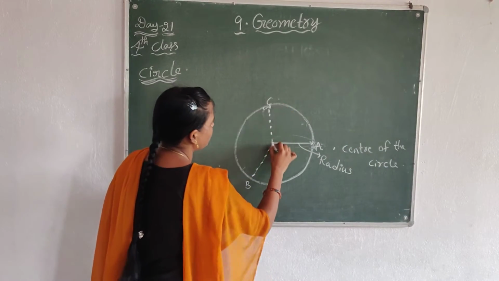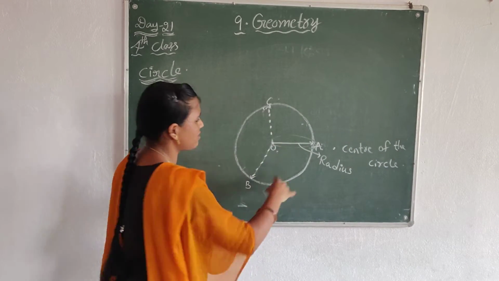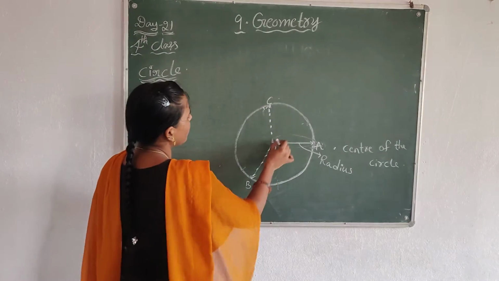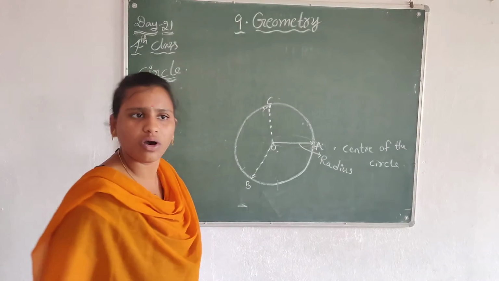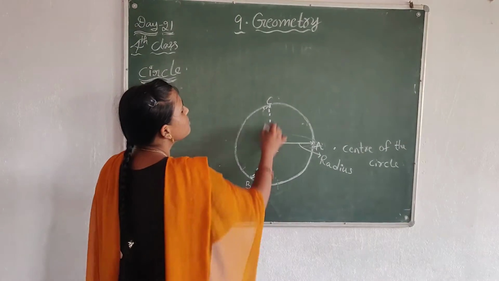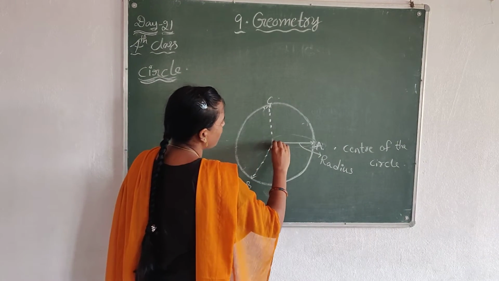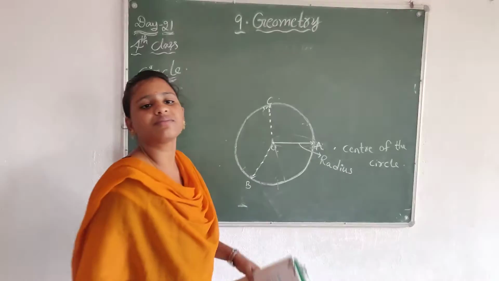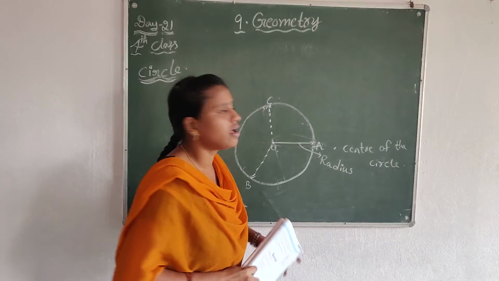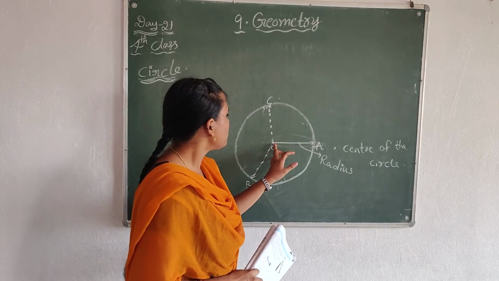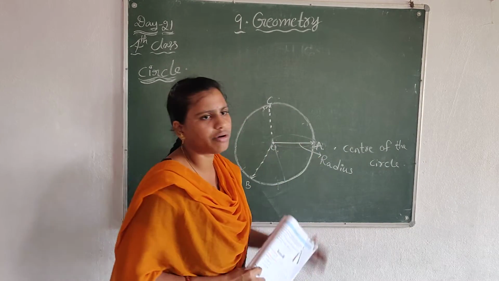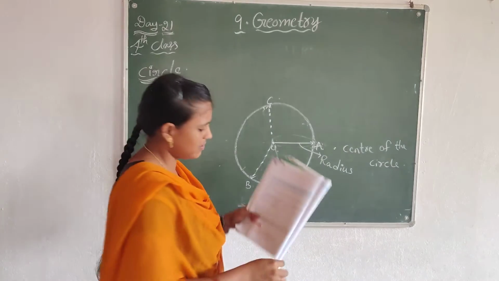So, this is one of the radii of the circle. That is one of the radii. If you want to take another here, you can take. That is also a radius of the circle. So, see, from the center point to the boundary is the radius. Now do you understand what is radius? From the center point to the boundary is the radius.